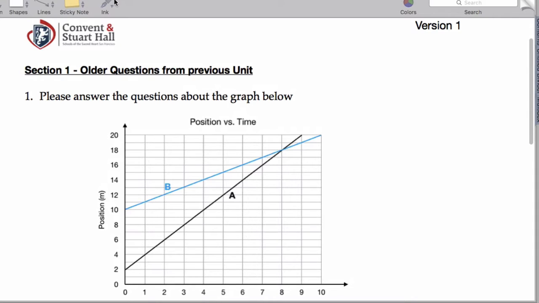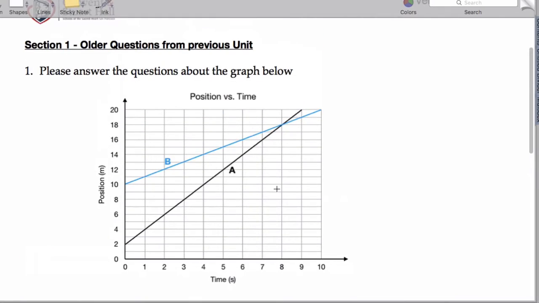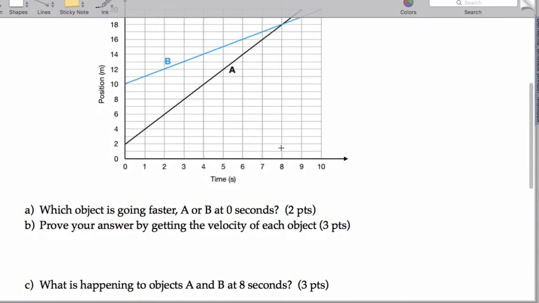All right, so jumping into problem number 1, I do want to review some things. Starting with section 1, the question we want to answer is, which object is going faster at time equals 0, A or B? One thing I want to say, this at time equals 0 seconds is actually a distractor. All you need to do is look at the slope, and you'll see that A is going faster. And that's one of the first things you'd want to put in your index cards.